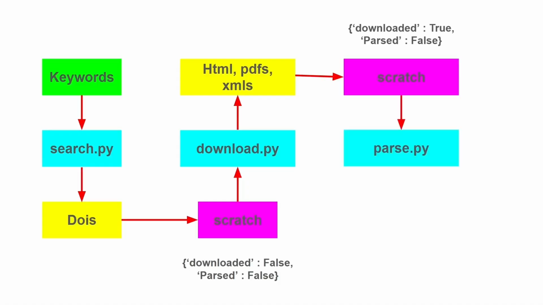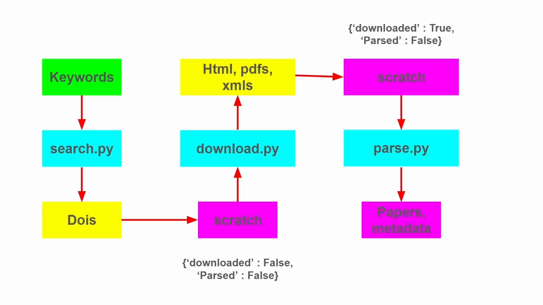And finally, the parse.py module goes to Scratch, retrieves all the records for which parsed is set as false, and then parses them using parsing scripts for specific publishers. The fully parsed records are added to papers, and after changing parsed as true, the records are moved from Scratch to metadata after setting parsed as true, as I've already said.